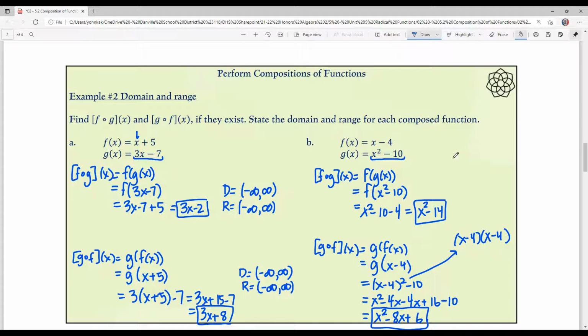Now I need to find domain and range. So for my first composition, X squared minus 14, this is a quadratic function. Quadratics have a domain of all real numbers. Now my range is a little bit different. Remember, X squared minus 14, if I graph it, is going to be a parabola that opens upward. Its y-intercept is negative 14, and that is also its vertex. So that means that I'm going from negative 14 and above. So I have a hard bracket to include negative 14 to infinity.